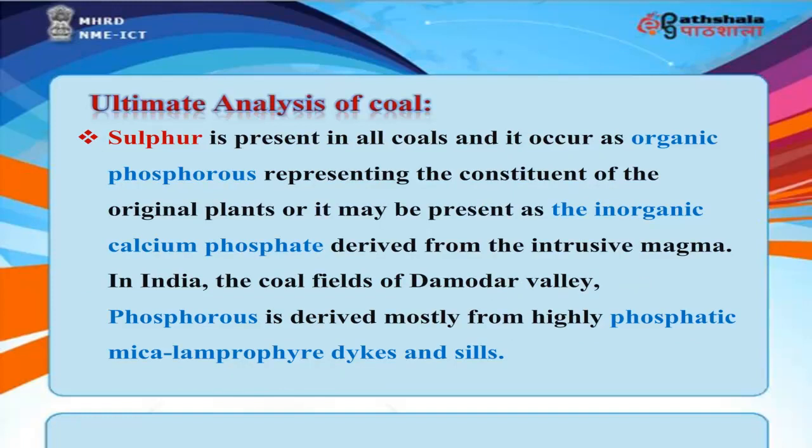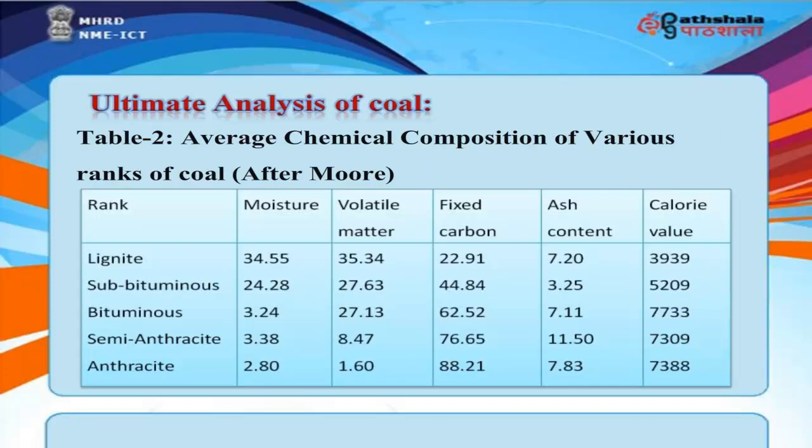Sulfur is present in all coals and it occurs as organic phosphorus representing the constituent of the original plants, or it may be present as the inorganic calcium phosphate derived from the intrusive magma. In India, the coalfields of Damodar Valley, phosphorus is derived mostly from highly phosphatic mica lamprophyre dikes and silts. Table 2 shows the average chemical composition of various ranks of coal after Moore.